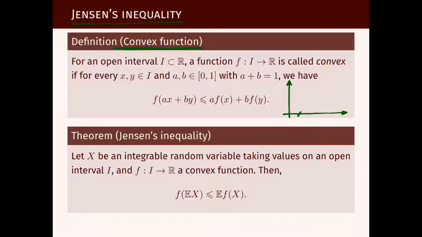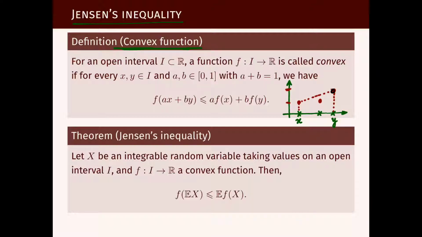If we take 3 points in the domain of the function, let's call these points x and y, the extreme points, and a point in between that interpolates between x and y, and we look at the values taken by the function f on these extreme points x and y, then the function at the point in between will take a value which is lower than the linear interpolation between these points. This is what it means for a function to be convex.